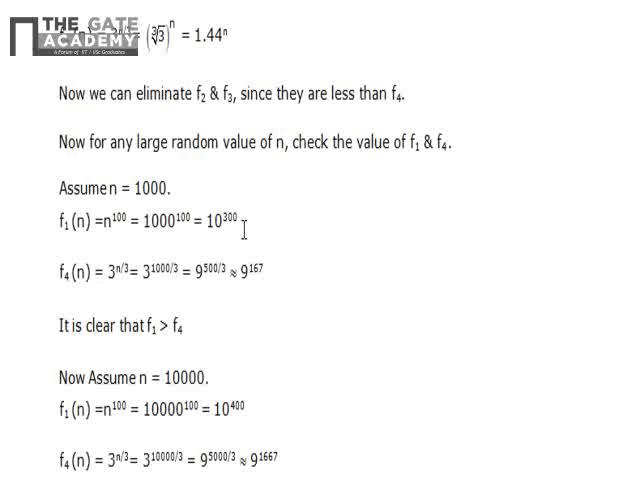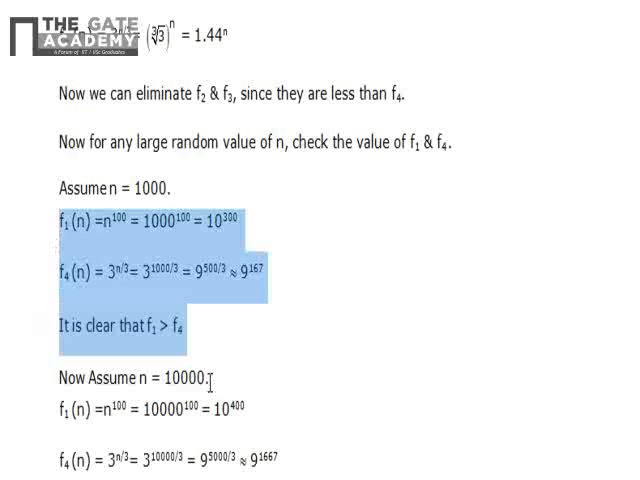And f4, if we put this n value 1000, will become 3 raised to 333, 1000 by 3, that means nearly 9 raised to 167. So we can see clearly f1 is greater than f4. But don't think that this is final. We'll have to assume some more values which are greater than 1000 and see whether this is right for all the values or not.